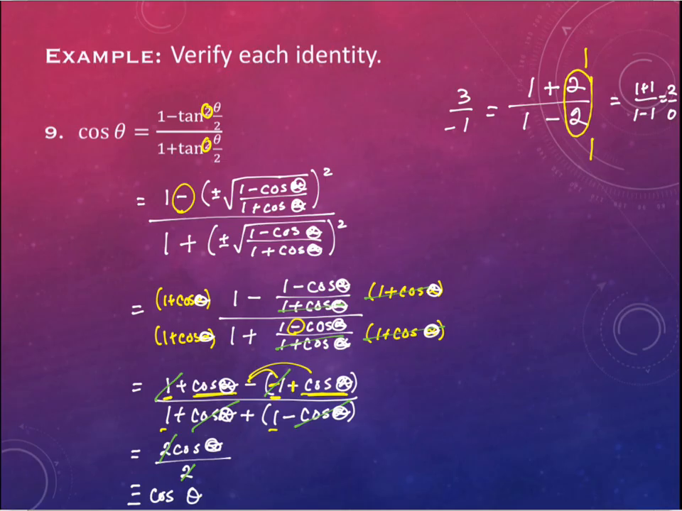Where did the top 2 come from, that cosine and theta? Because when I add cosine and cosine, I have 2 cosines. Yep. Good questions, good questions. Anything else to clarify on this one? These are equal.